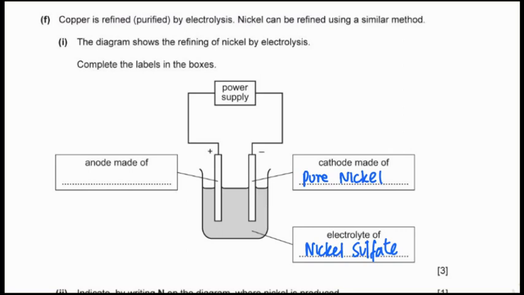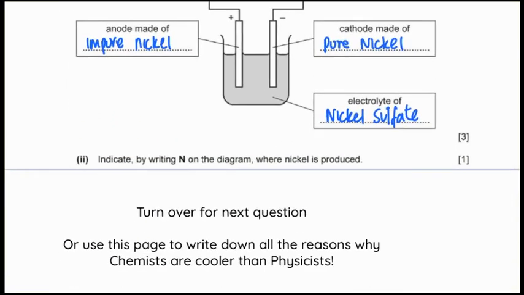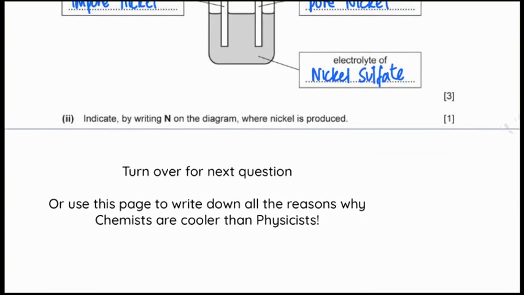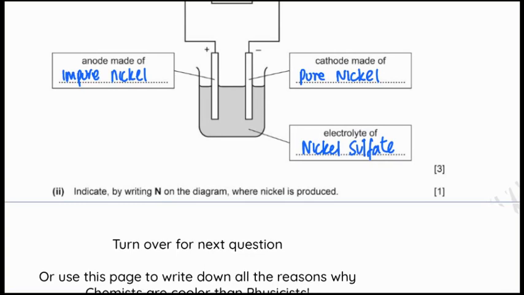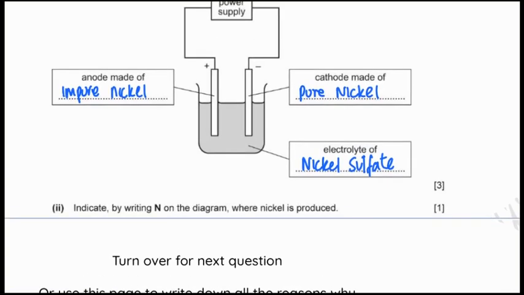The anode must be made of the impure nickel, because that's the bit that we want to purify. Okay, so hopefully that makes sense to you. Indicate by writing N on the diagram where nickel is produced. So we know that nickel is going to be produced here at the cathode, so we can just put a big N across here at the cathode.